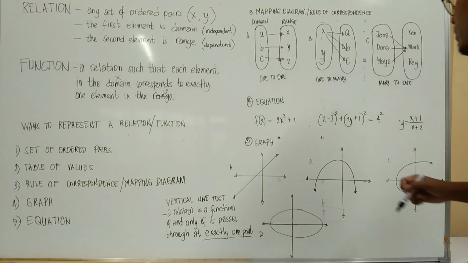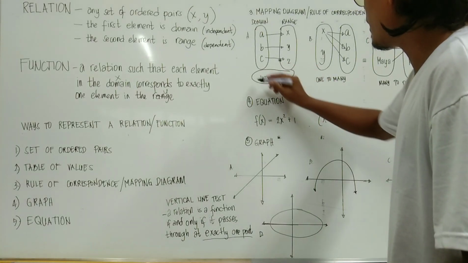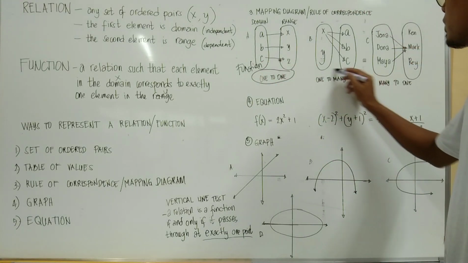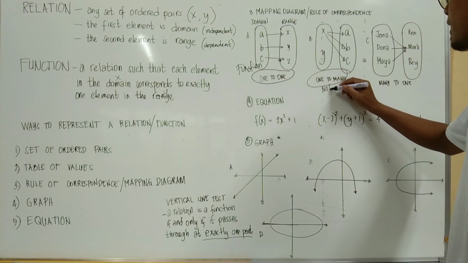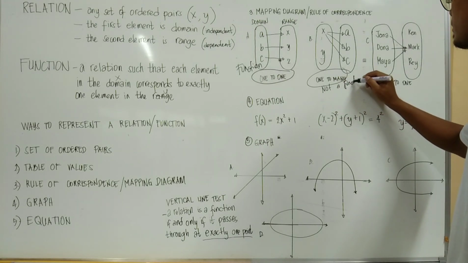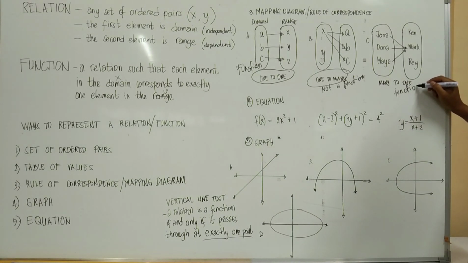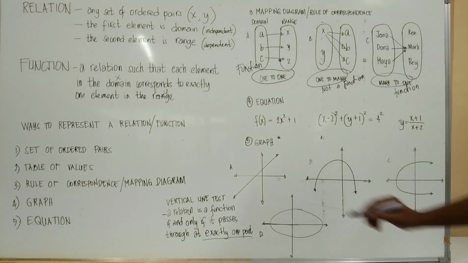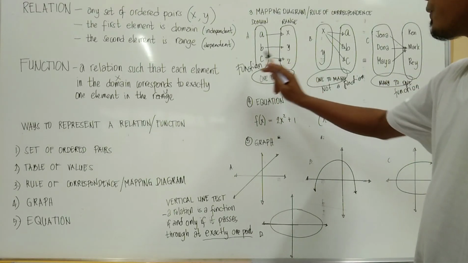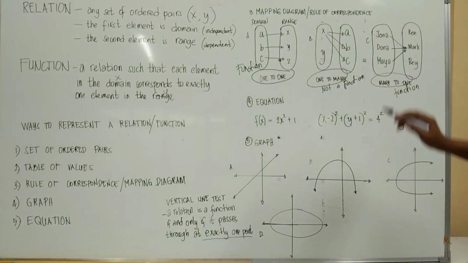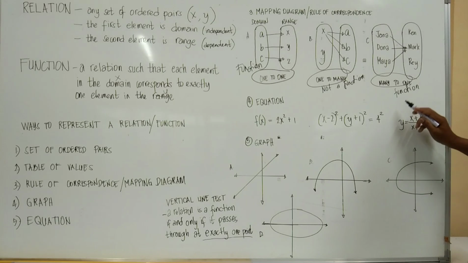So without much ado, 1-to-1 correspondence is a function. 1 to many correspondence is not a function. And many to 1 correspondence is a function.